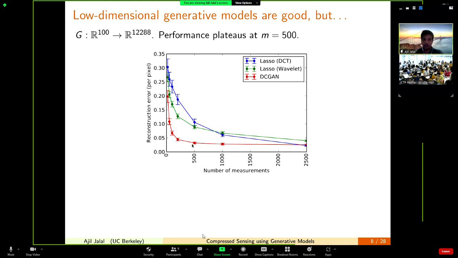It faces some fundamental representation error, or limited capacity, which leads to this plateauing phenomenon where after 500 measurements, giving me more information doesn't help my generative model because it simply cannot do any better. In Lasso, we can tune that lambda parameter, which allows for more or less sparsity. But in generative models, this low dimensional space is fixed, and hence there's nothing you can tune unless you train a new generative model from scratch.